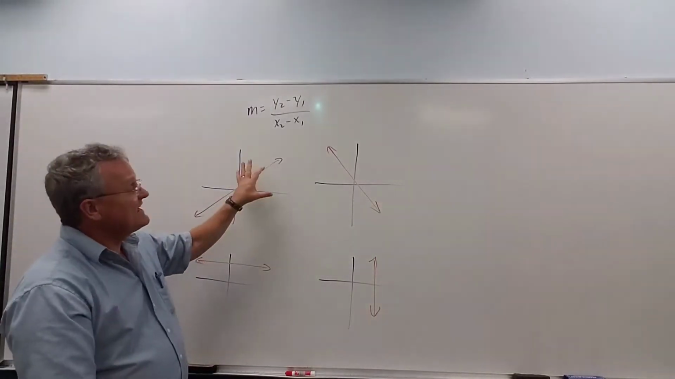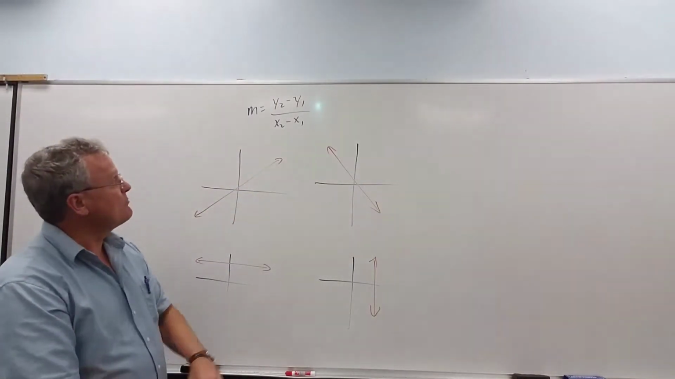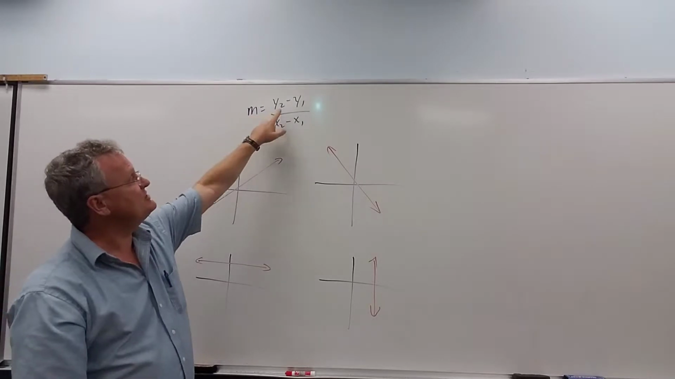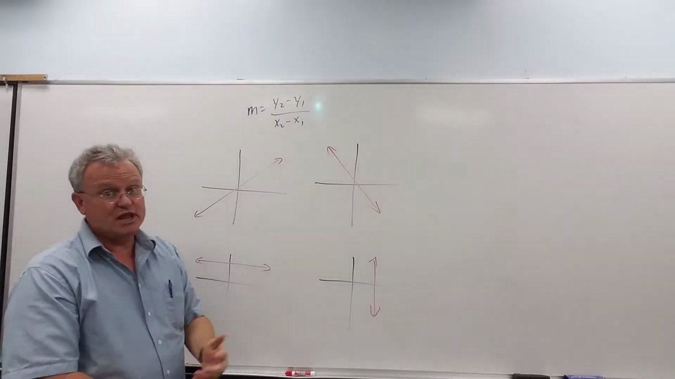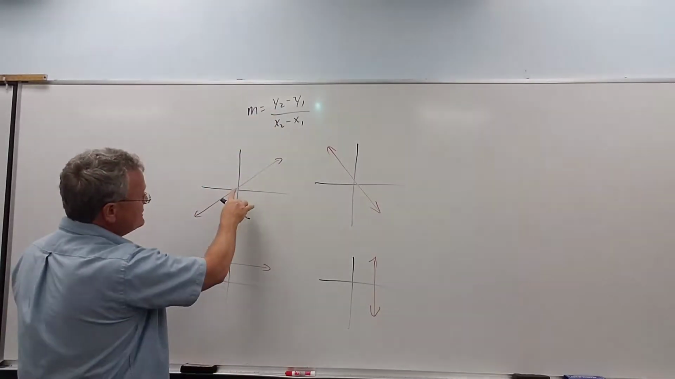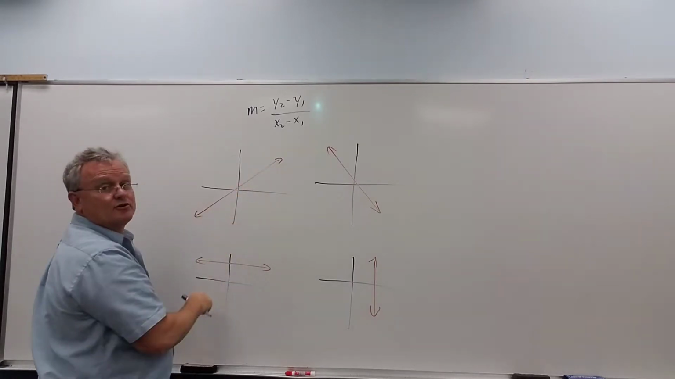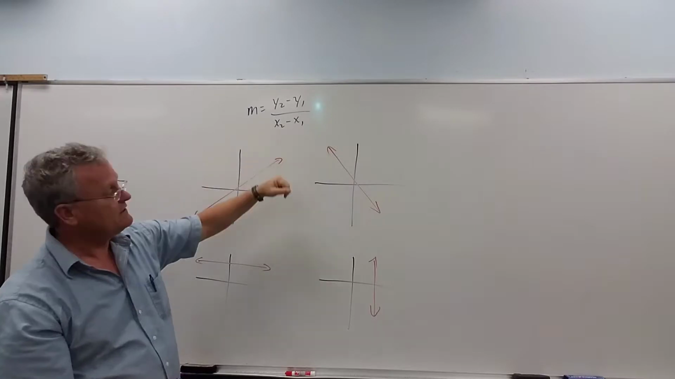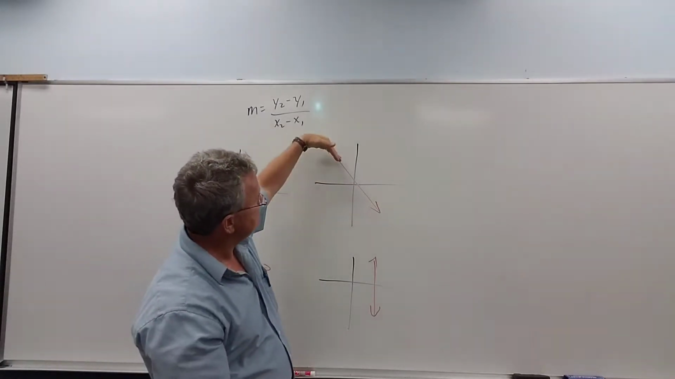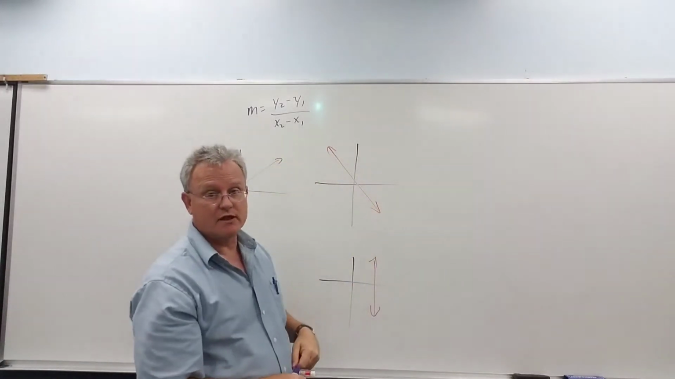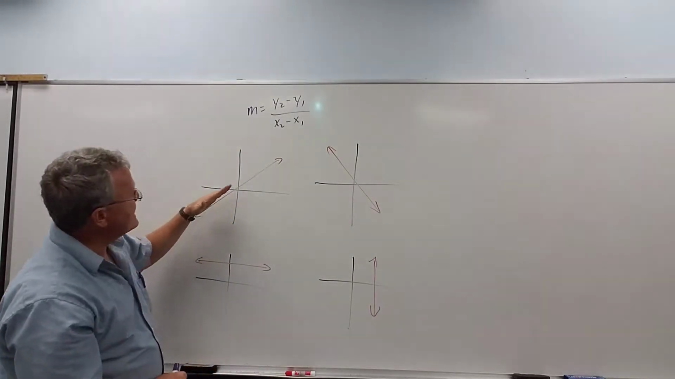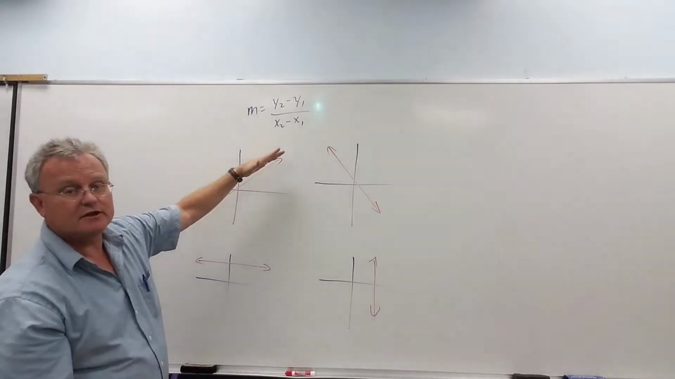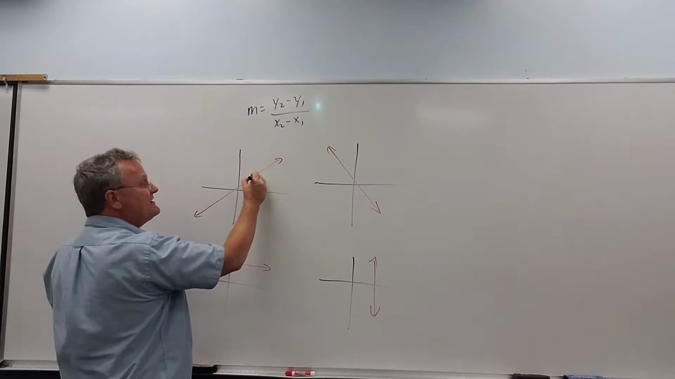All right, now we're going to take a little closer look at the slope. Again, the slope is the change in y over the change in x. Let's consider this line right here. Notice this line rises to the right. This line falls to the right. Okay? So when a line rises to the right, what is the sign of the slope?